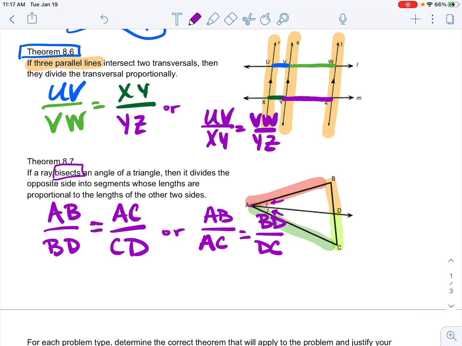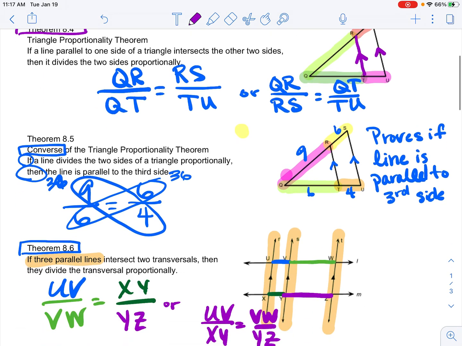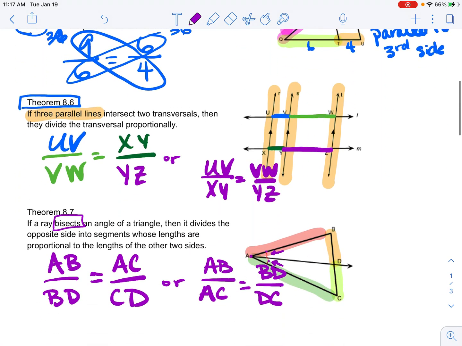So on this one, you're looking to make sure that both of the angles have been segmented. Again, the first one, you're looking to make sure that there's a triangle with parallel lines inside of it. Then you know you're going to set up Theorem 8.4. 8.5 is going to have the line, but there's not going to be the parallel side marked. This one is proving if they are parallel.